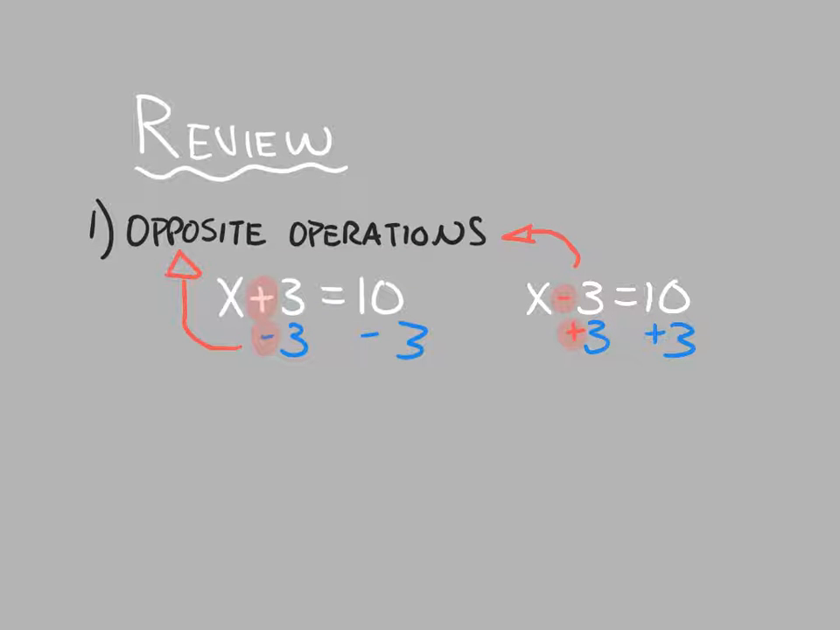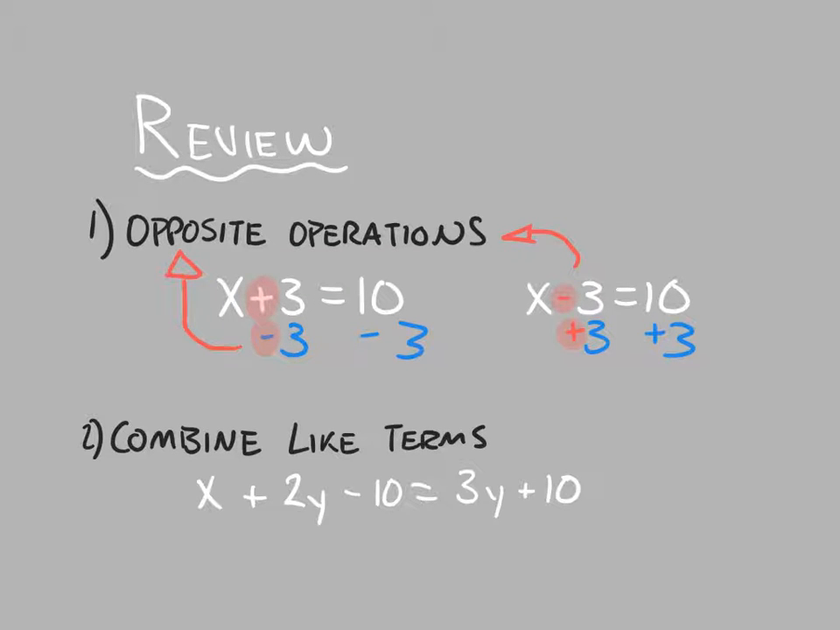The second thing we need to remember is to combine like terms. So if we have a problem that looks like x plus 2y minus 10 is equal to 3y plus 10, you are going to get rid of this 2y and this -10, but you're going to combine them with their like terms. We will minus a 2y from both sides, and we will also add a 10 to both sides, which gives us a final answer of x is equal to y plus 20.